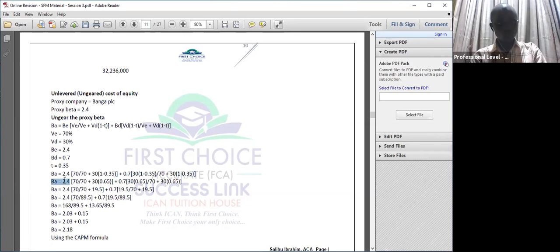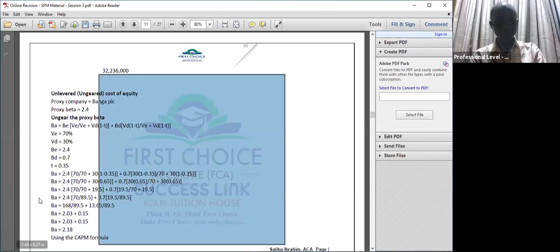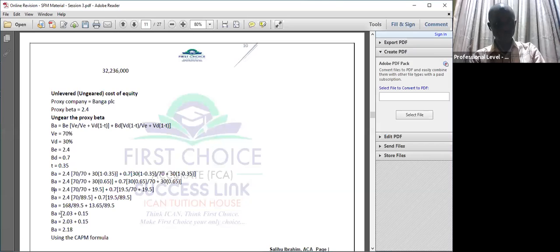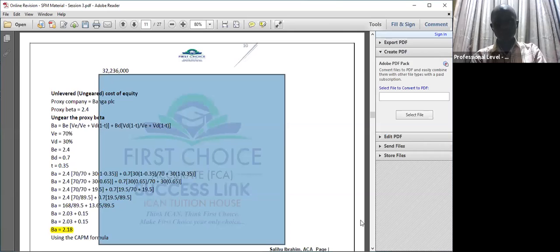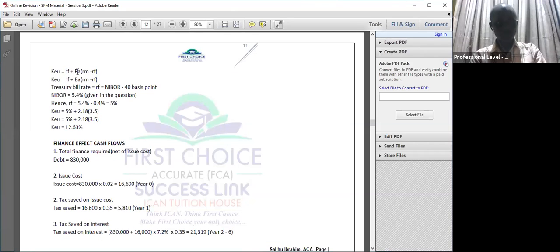Now, solving this further, I get this. This is now mathematics, so I don't need to dwell much on that. When you solve this, we are going to get beta of asset of 2.18. That is our beta of asset. Because I am doing APV, I don't need to regear again. The moment I ungear, I go and put that asset beta in the CAPM formula and get my cost of equity ungeared. So cost of equity ungeared is equal to risk-free rate plus beta of asset times market return minus risk-free.